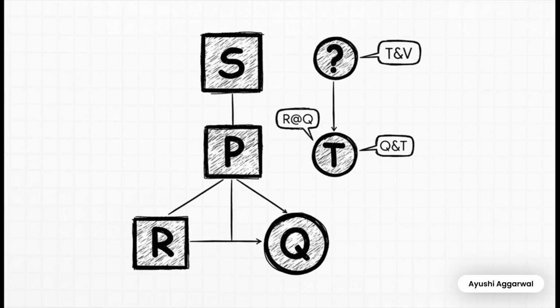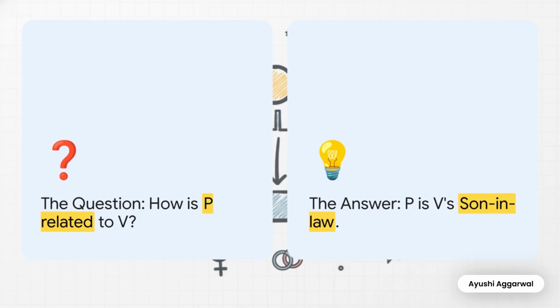This confirms T is female, gets a circle, and we draw a line up from T to her parent, V. And just like that, we have our complete family tree. Now for the final step, answering the actual question. How is P related to V? Let's just look at our diagram and connect the dots.